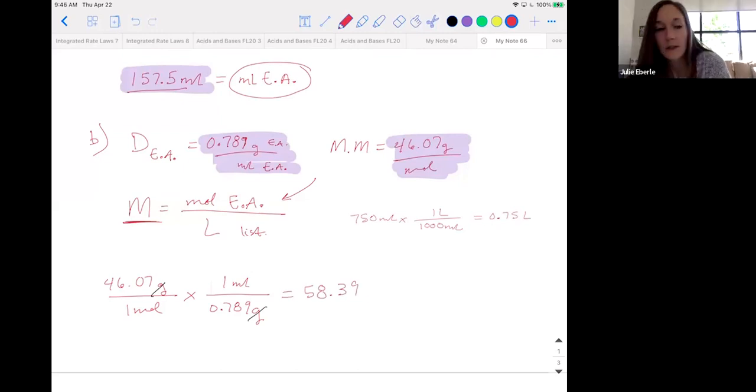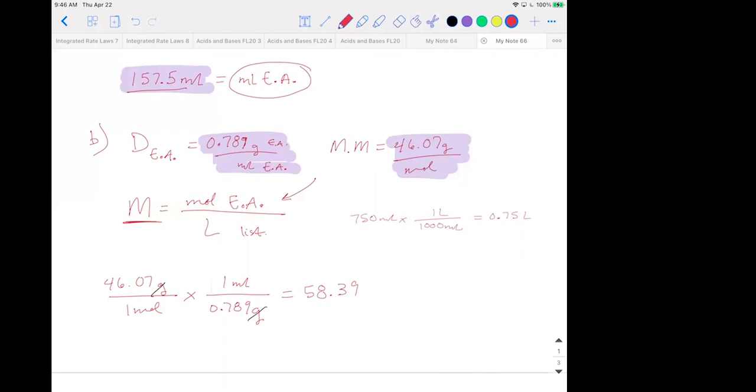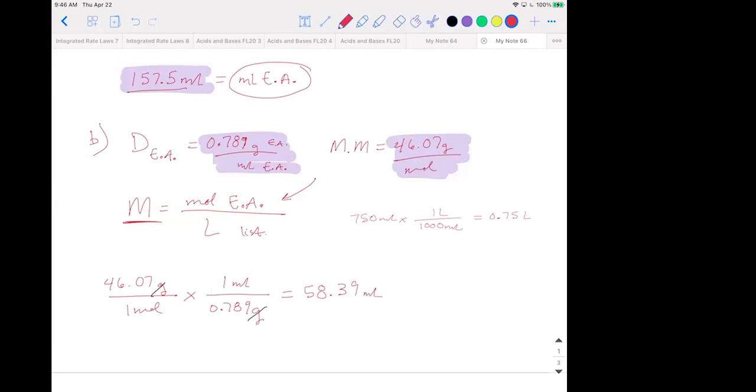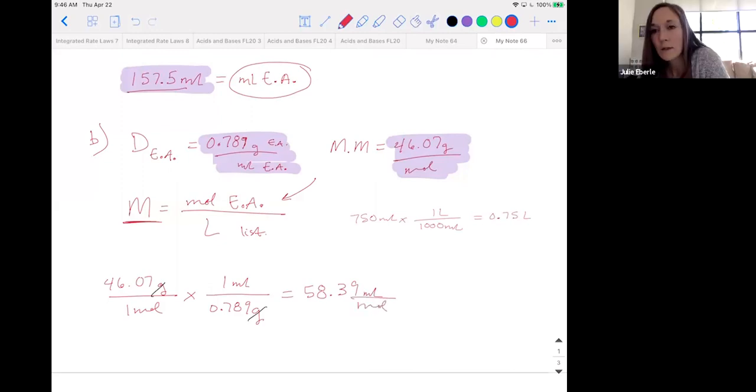And now what are our units on this answer? What units don't cancel? The milliliter, okay, is that it? And there's moles. So how do I write it? Milliliters per mole, with the slash. So what this means is that for every almost 60 milliliters, there's 1 mole of ethyl alcohol.